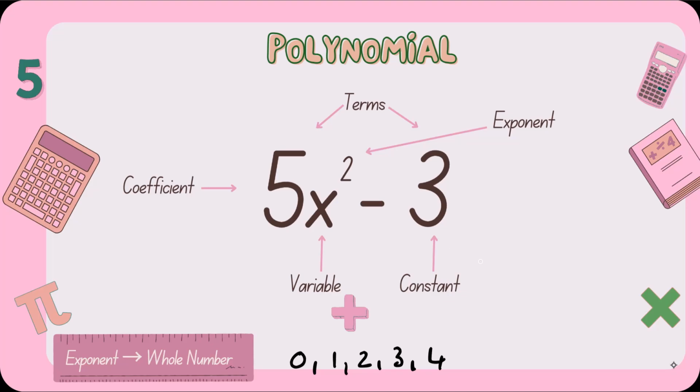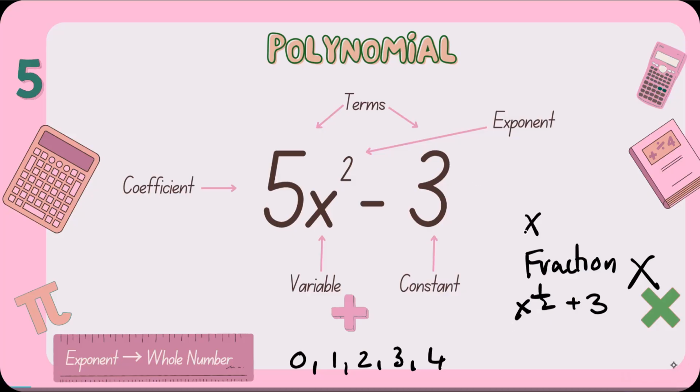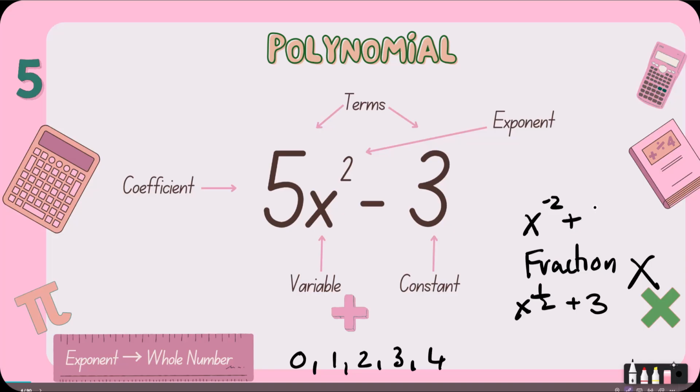If the exponent has a fraction, for example x raised to 1 by 2 plus 3, is this a polynomial? No. Why is it not a polynomial? Because we have a fraction. What about an integer? If x raised to minus 2 plus 3 is there, is this a polynomial? No. Why?